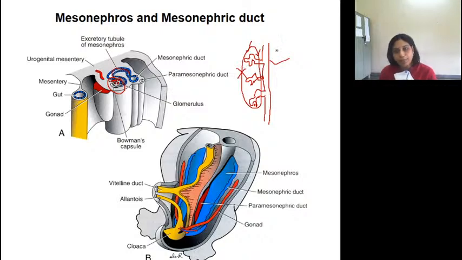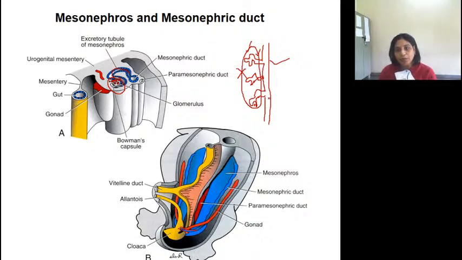But you may ask me why this mesonephros development is occurring. Because this mesonephros is essential for the development and differentiation of the metanephros, as well as the formation of the collecting part of the metanephros. How it helps in the development of the metanephric tissue and then the metanephric collecting system, we will see now.